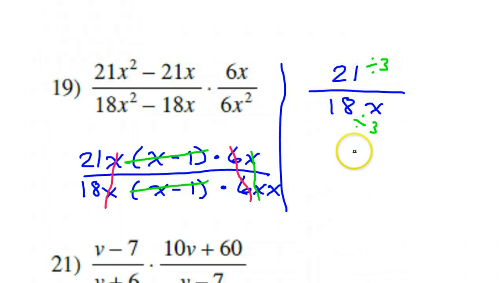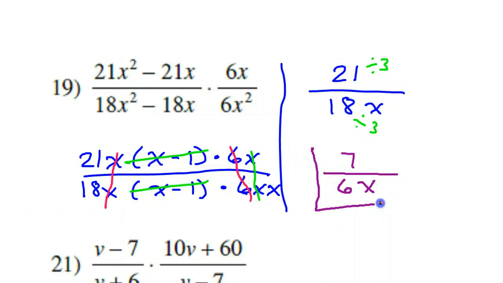So 21 divided by 3 is 7. 18 divided by 3 is 6. And then we've still got that x. So this is the final answer for number 19.